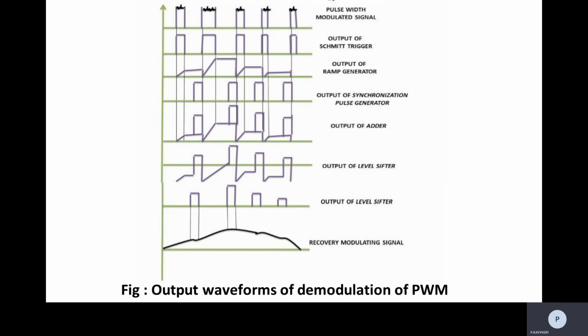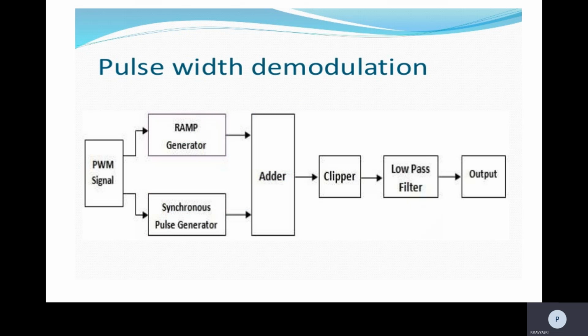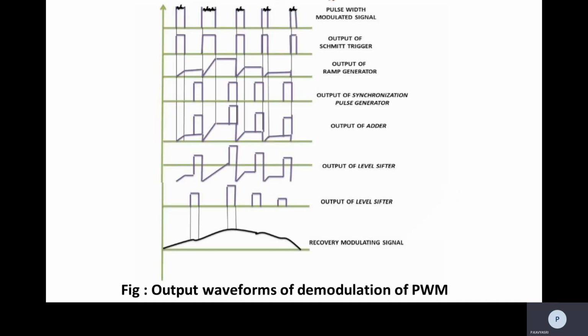So here each waveform represents each block operation. So what is the work of a ramp generator? What is the work of a synchronous pulse generator? What is the work of an adder, clipper, low pass filter, and output? So these are the waveforms of a PWM.